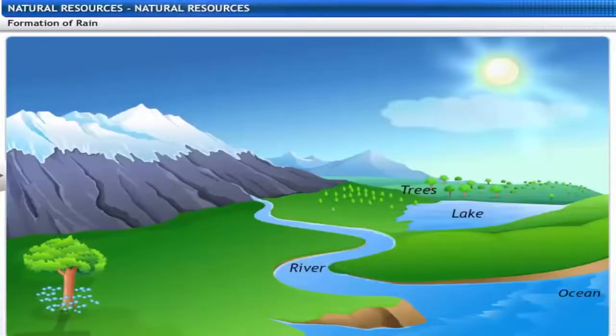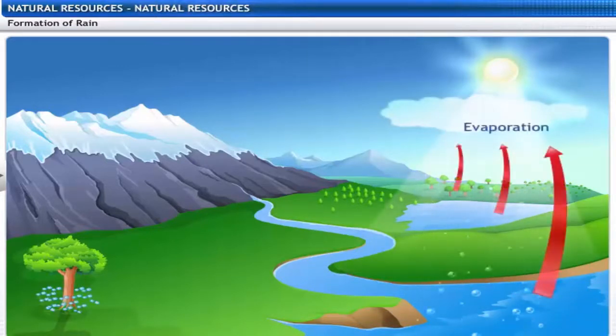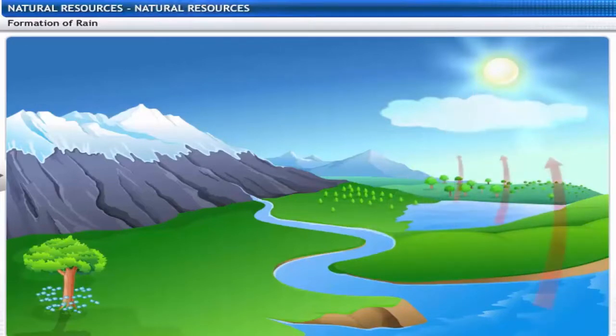Apart from causing land and sea breezes, air also helps to form rain. Let's see how. Water bodies get heated during the day and water evaporates into the air. Hot air rises and carries the water vapor with it. As the air rises, it cools.